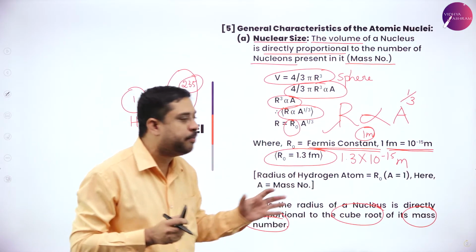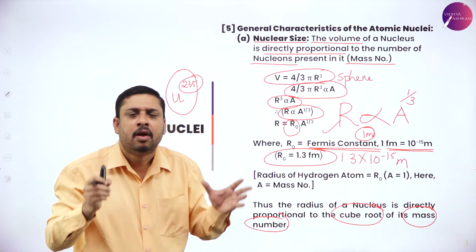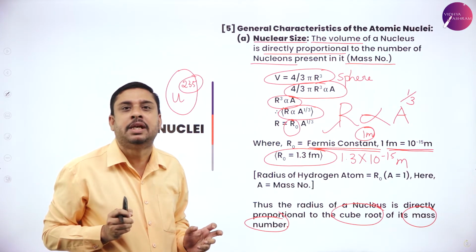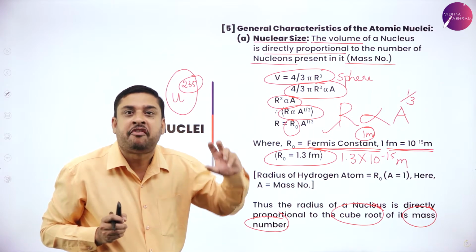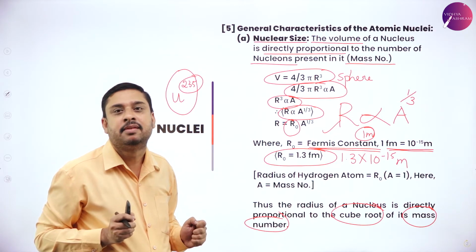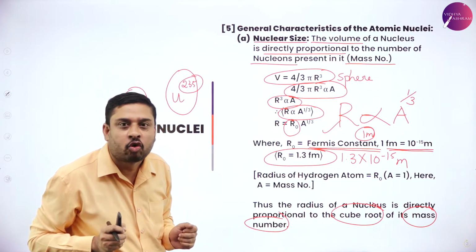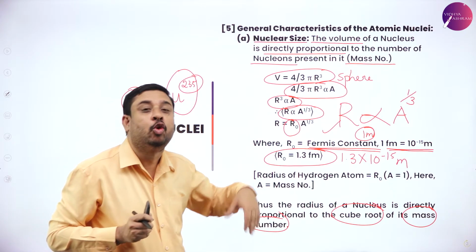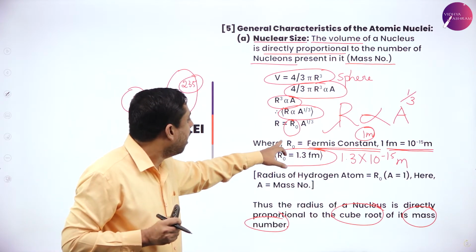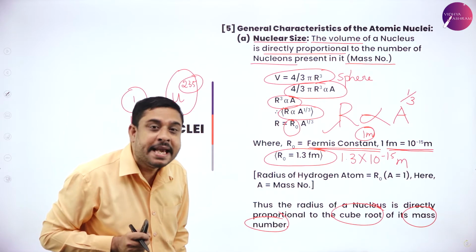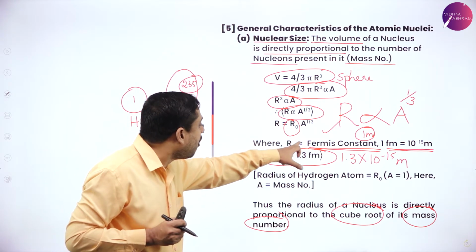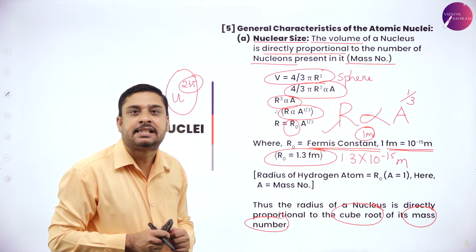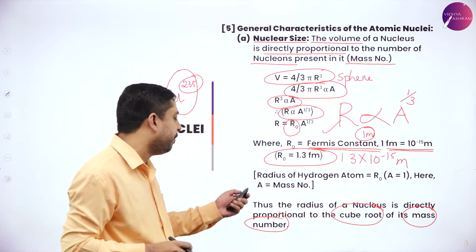So, always remember the volume of any nucleus is directly proportional to the number of nucleons inside it, and the radius of a nucleus is directly proportional to the cube root of its mass number. R0 is called Fermi's constant. Value of R0 is 1.3 Fermi, and 1 Fermi is 10 power minus 15 meter.